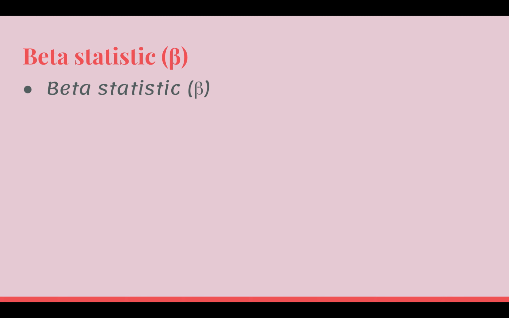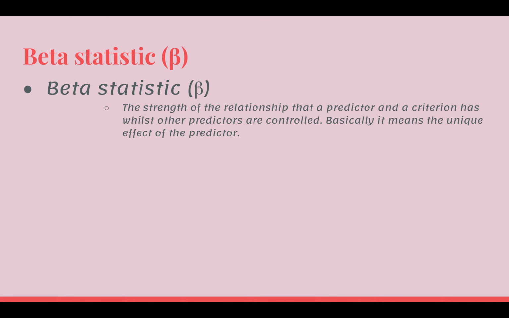Beta statistic. When working with multiple regressions, beta statistics is utilized. Beta statistic is easily defined as the strength of the relationship that a predictor and a criterion has whilst other predictors are controlled. Basically, it means the unique effect of the predictor.